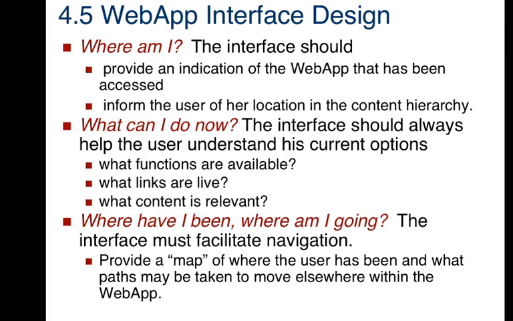So today we need to discuss web app interface design activities. One, where the user is, what the user is going to do, and where have I been, where I'm going. So these are just basic concepts regarding user interactions, user interfaces. First of all, the user should think about where he is. Provide an indication of the web app that has been accessed, what the user is going to access at a particular moment.